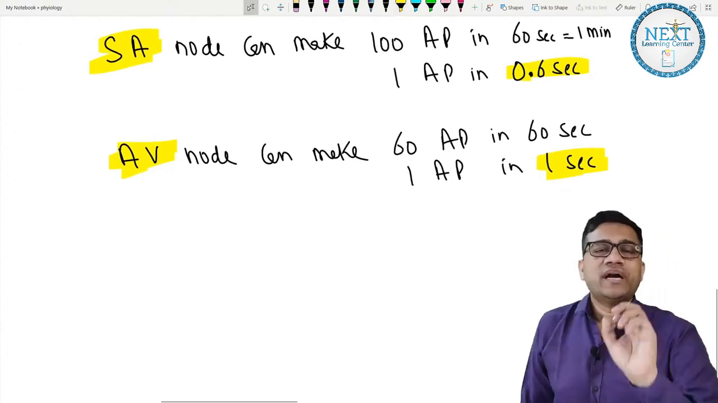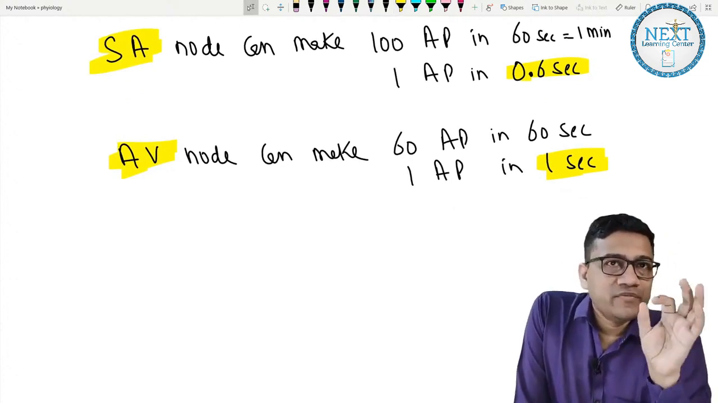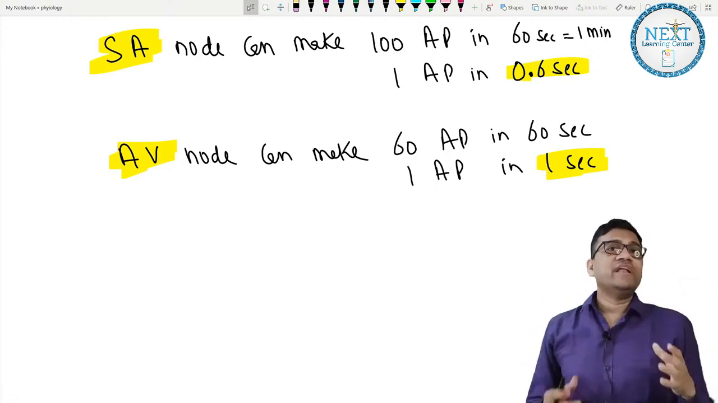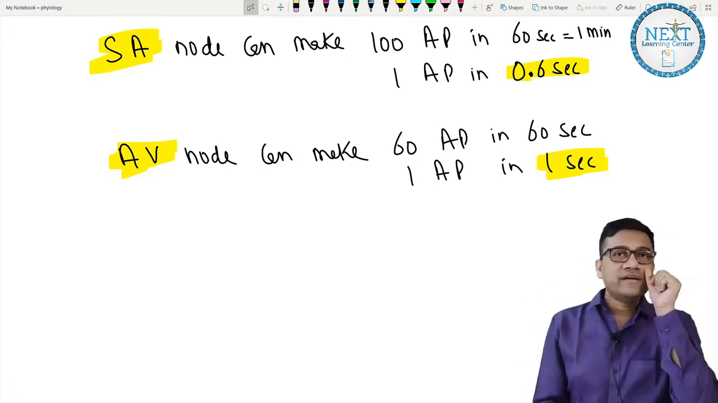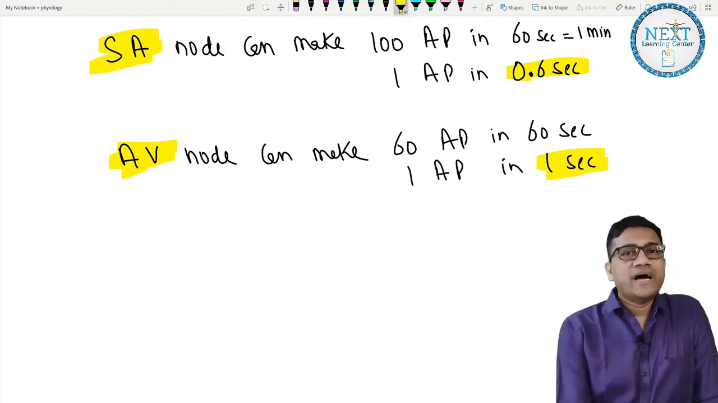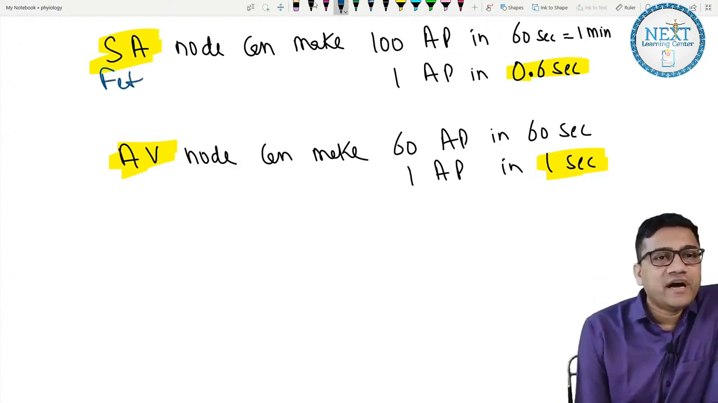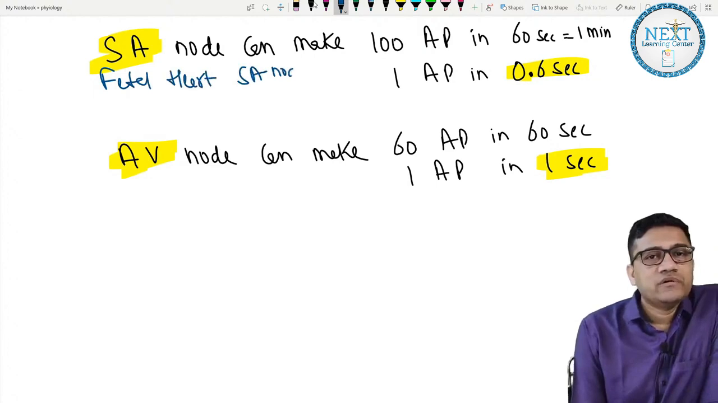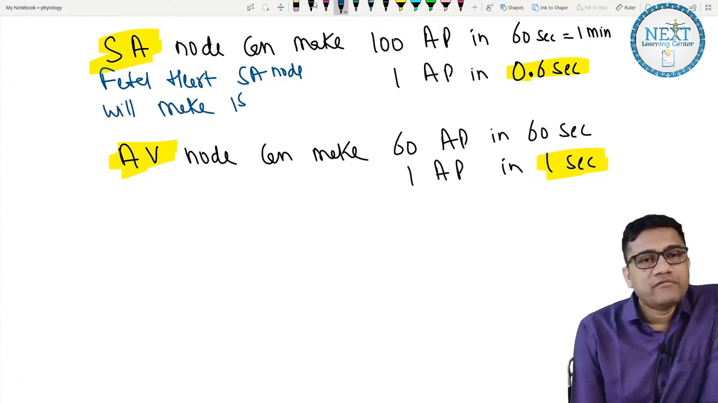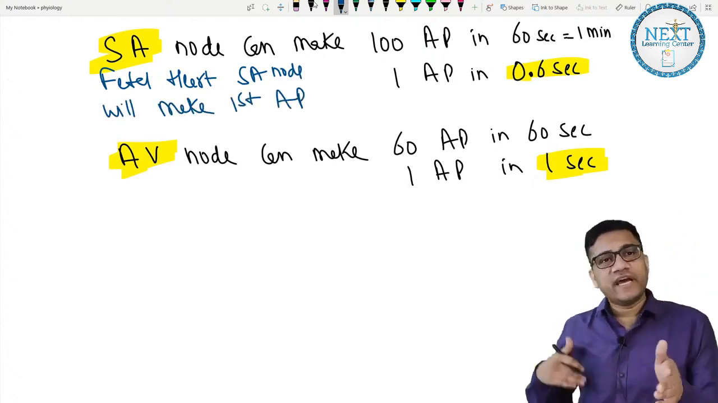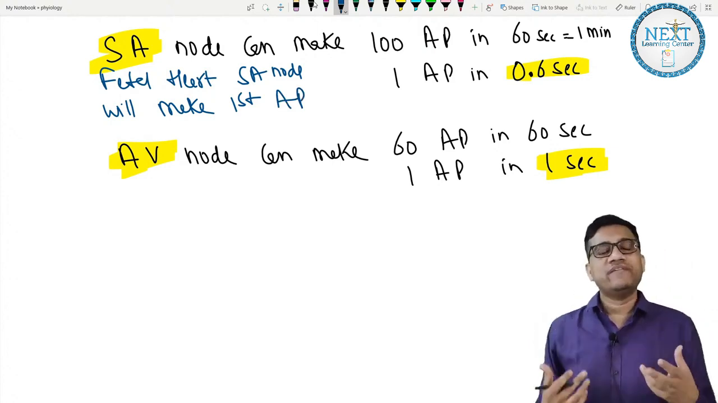So SA node takes how much time to make 1 AP? Just 0.6. AV takes 1 second. So when the fetal heart is going to start, who will make the first and the earliest impulse? Obviously it is SA node. So that means in a fetal heart, SA node will make the first AP, and others are just waiting, and the SA runs away because of high frequency.